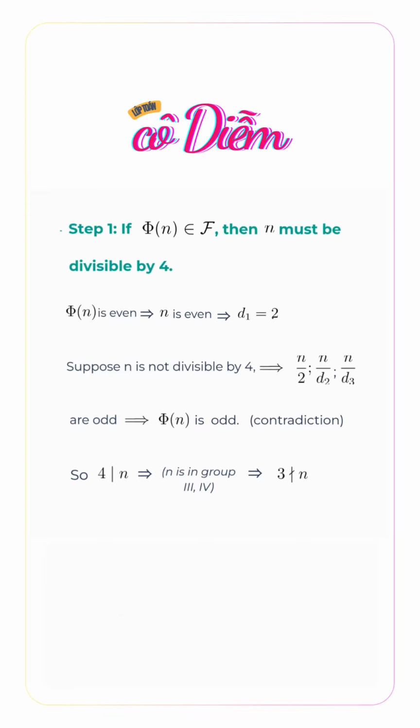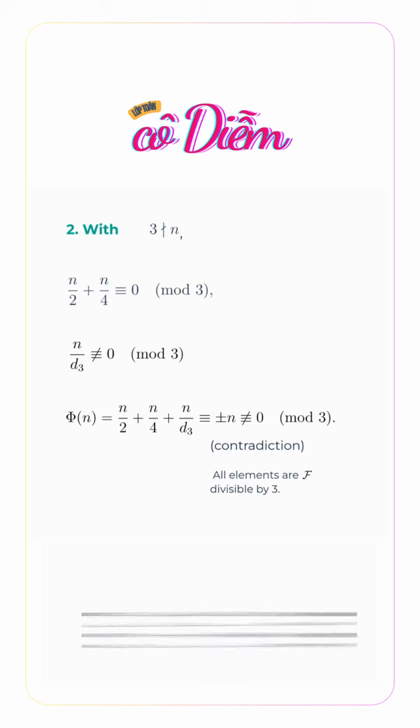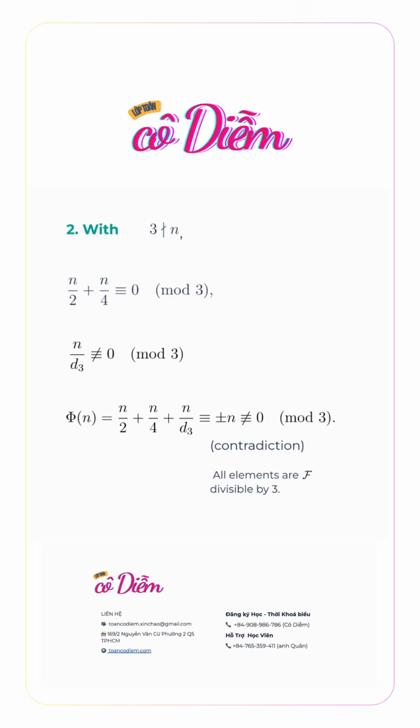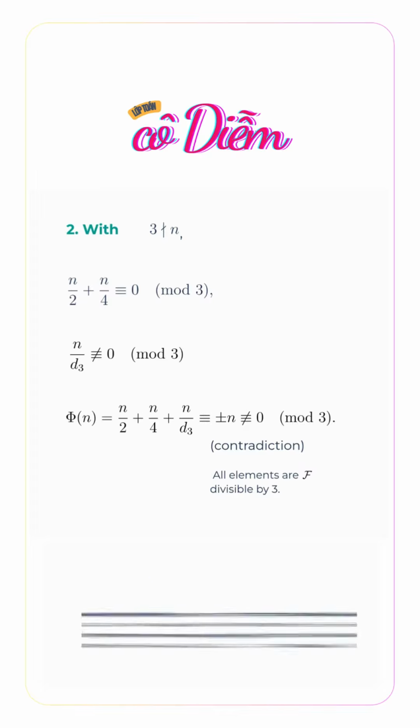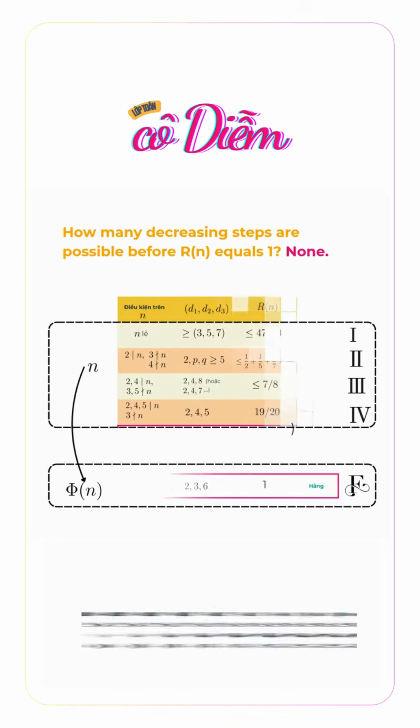Step 2. With 3 not dividing n, n over 2 plus n over 4 is congruent to 0 modulo 3. But n over d3 is not congruent to 0 mod 3, since d3 is at least 5 and not divisible by 3. So phi of n is not congruent to 0 mod 3, but every element of calligraphic F is divisible by 3. Contradiction. Therefore, decreasing steps cannot lead into calligraphic F.